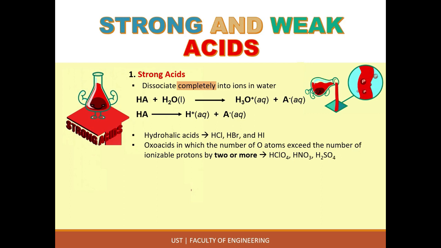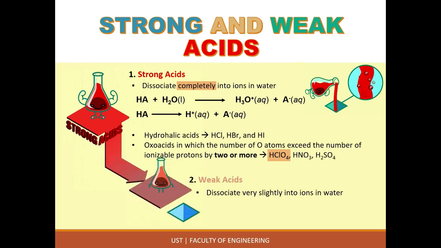For example, HClO4 or perchloric acid. It has 1 hydrogen and 4 oxygen atoms. Others are nitric acid and sulfuric acid. While weak acids dissociate very slightly into ions in water. These acids donate just a few of their protons to water, represented by this equation where the hydronium ion and anion could react again to form the corresponding acid in water. In this module, we will only deal with strong acids.